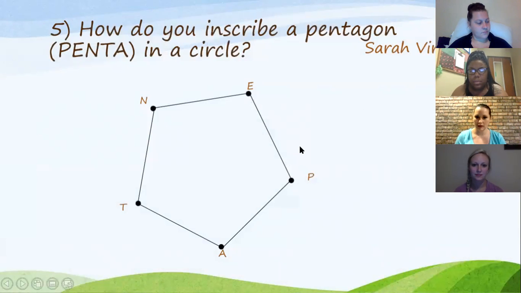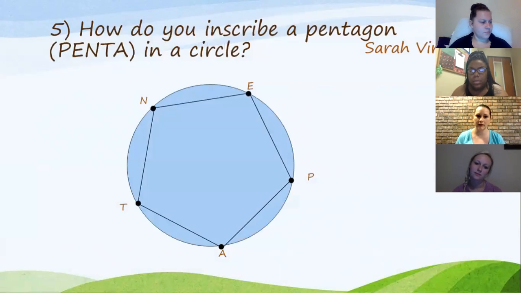So let me get our circle up. And once we put it in the circle, it will look something like this. Each of our dots, our PENTA, will touch on the outside of the circle as shown. And that's how we would inscribe a pentagon.